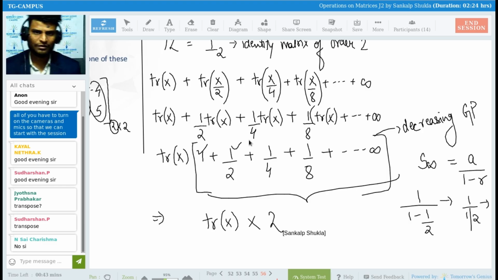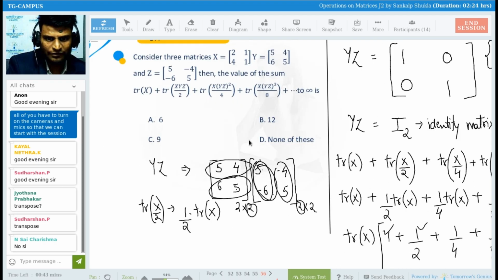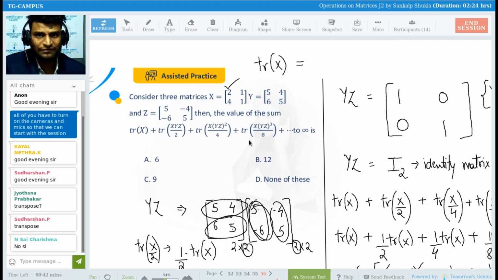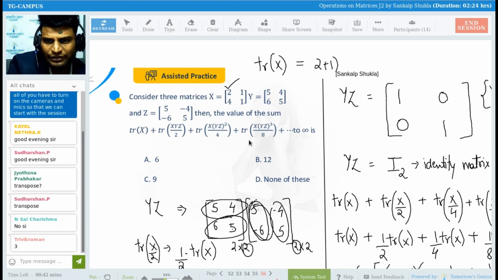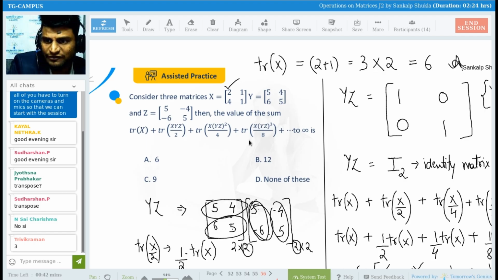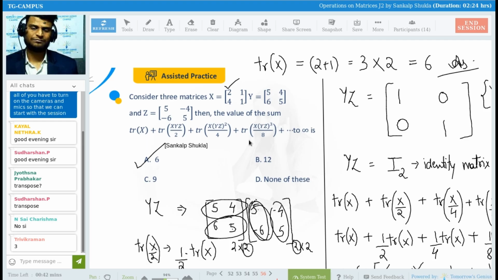times 2. Now what is trace of x? Now I have the x matrix also, so I can see the x matrix, that is 2 1 4 1. So what is the trace of x? Trace of x will be the sum of diagonals, right? Sum of elements present in the diagonal. So 2 plus 1, that is 3. Now what is the final answer? 3 multiplied by 2, that is 6. So 6 is the final answer for that. So A is the correct option.